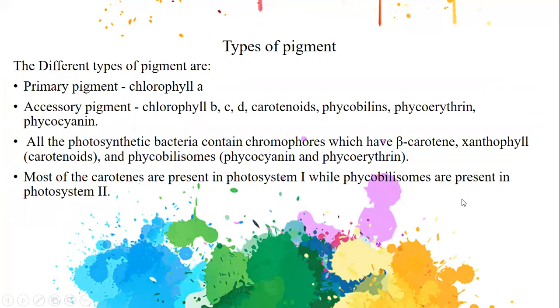Next, the types of pigment: primary and accessory pigments. Primary pigments are chlorophyll A. Accessory pigments are chlorophyll B, C, D, carotenoids, phycobilins, and phycoerythrin. These are found in photosynthetic bacteria that contain chromophores with beta carotene, xanthophyll, carotenoids, and phycobilins. Most of these carotenoids are present in photosystem 1, and phycobilins are present in photosystem 2.